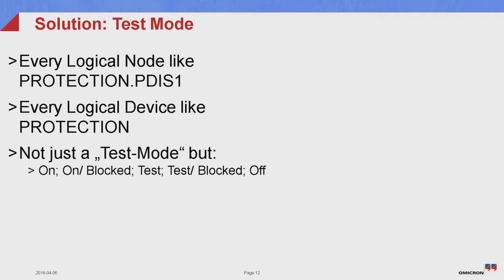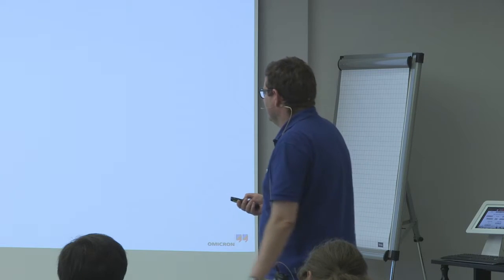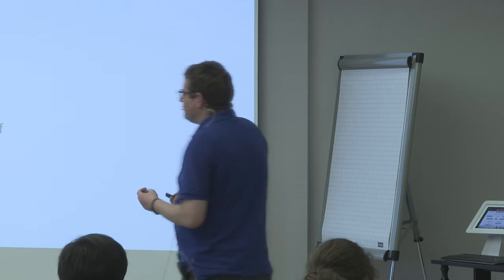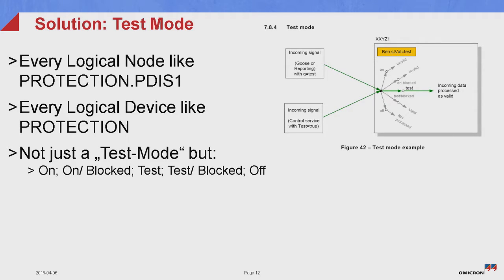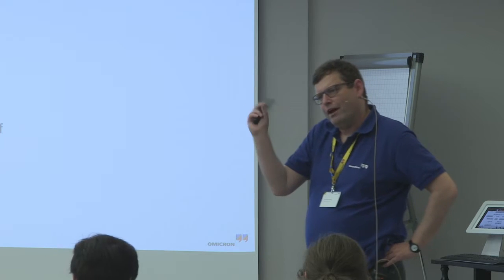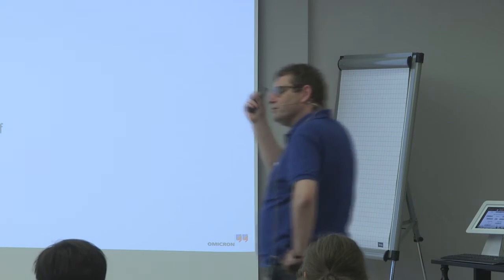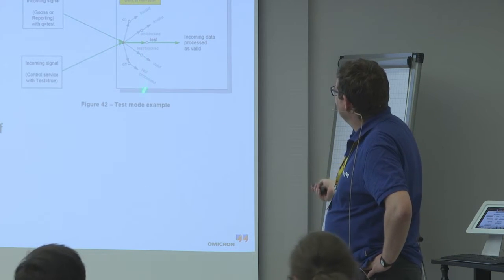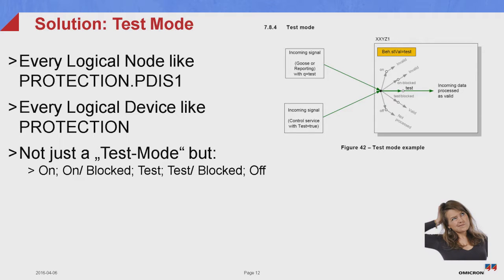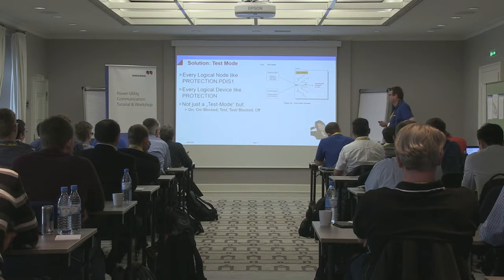And additionally, we do not just have a single mode called test, we have 5 different modes. So every functionality can be on, blocked, test, test blocked, and off. So for every function, you can decide what it should be. Should it be switched on or off? So the standard says you really can define, and it should work as a filter, what do you want to do? Do you want to have it in test? Do you want to have it on or off? And then it will consider what kind of information will be used. So this was introduced already with edition 1. And I can tell you it really caused confusion, because it's quite complex how it is done.